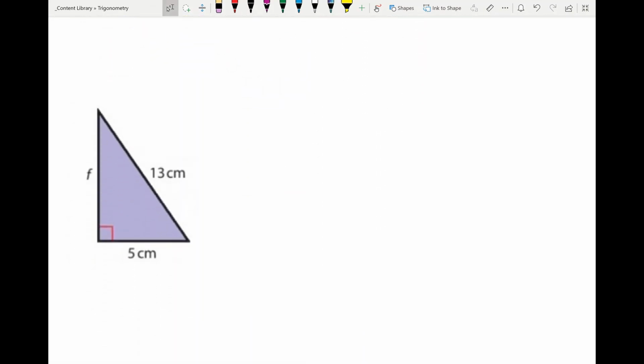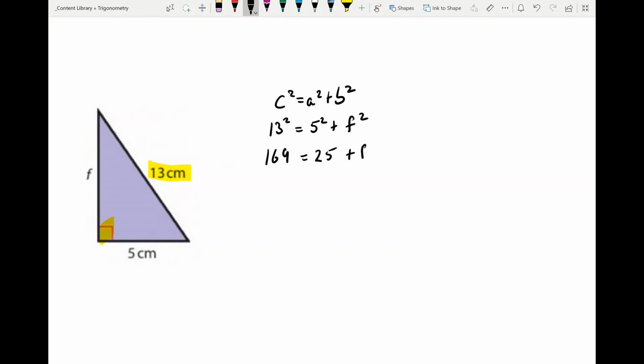In the second example, I need to pick out my right angle, down the bottom left. The side opposite it is the hypotenuse, so it's 13 centimeters. Write out Pythagoras' theorem, c squared equals a squared plus b squared. This time I do know the hypotenuse, it has a length 13, so this hypotenuse is 13 squared, plus the first short side is 5 and the second one is an unknown value f. 13 squared is 169 and 5 squared is 25 plus f squared.